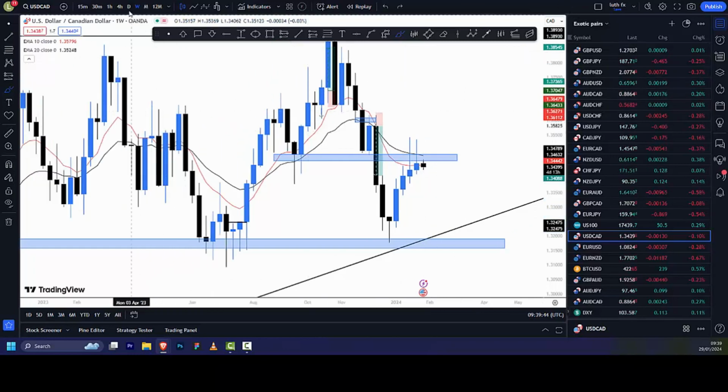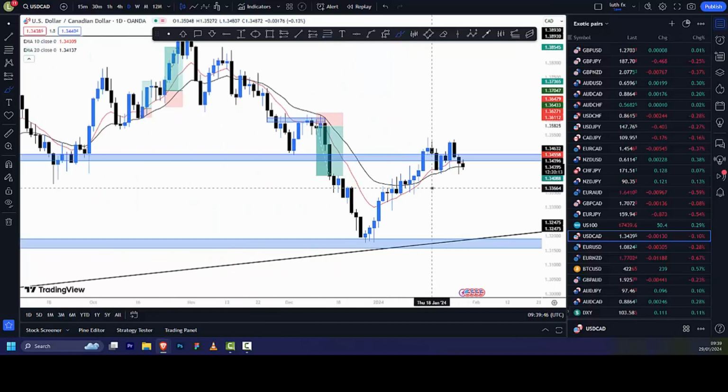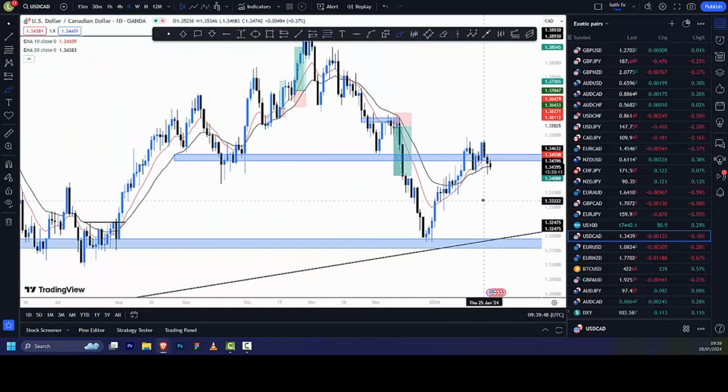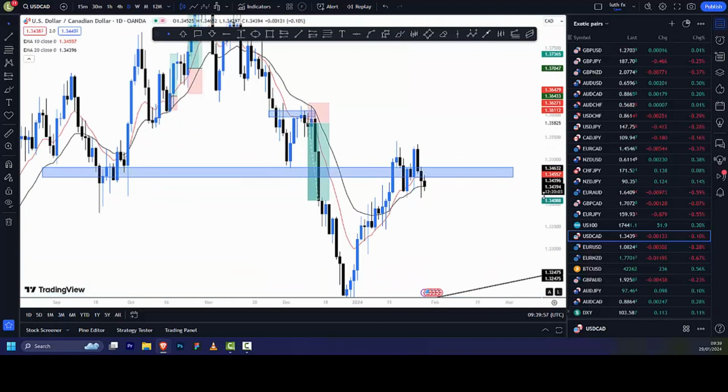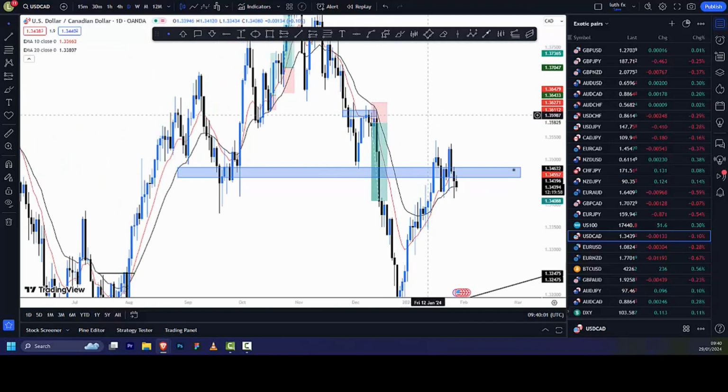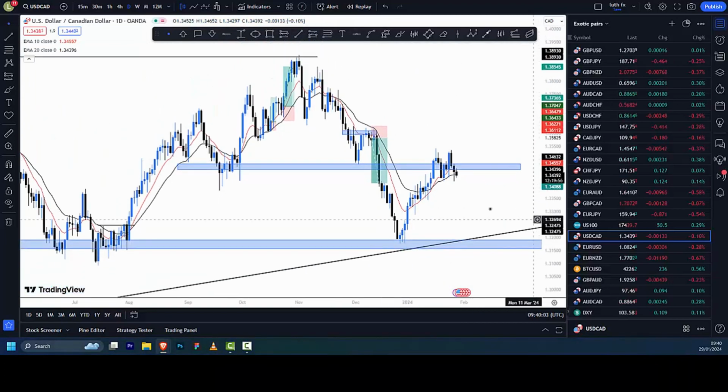Now let's move to the daily time frame, right? We're not wasting a lot of time. I don't want to waste a lot of time on this video, right? So now on the daily time frame, we can clearly see the market forming a double top formation after the formation of our lower high on the weekly time frame, right?